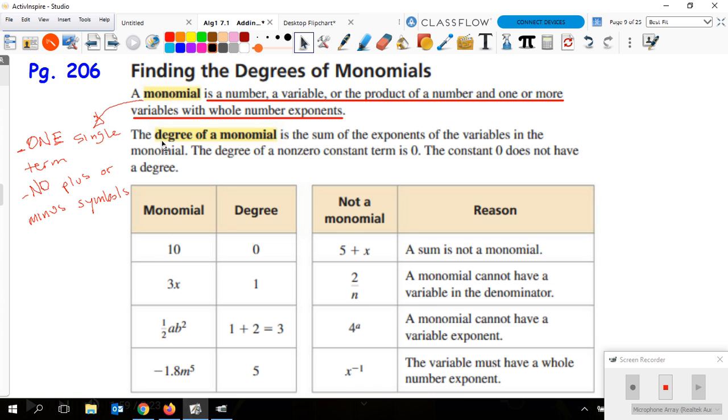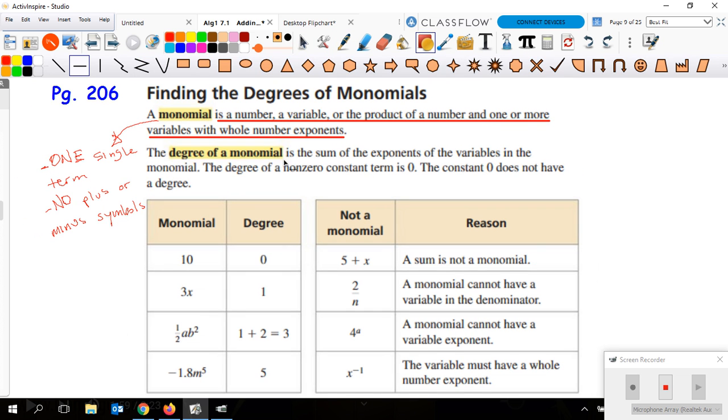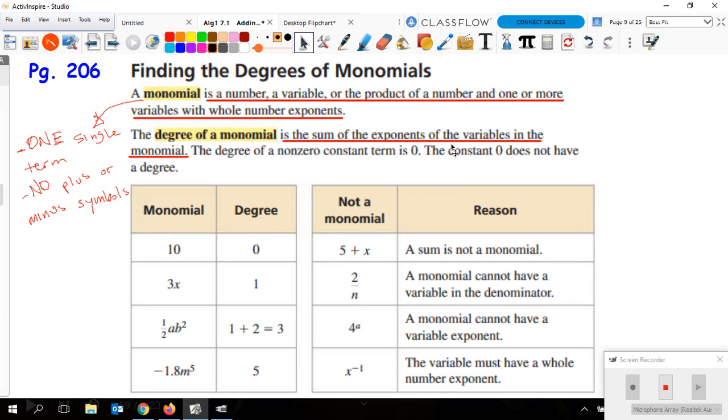When we talk about the degree of a polynomial, just the degree of the monomial, this is what you want to write down: the degree of a monomial is the sum of the exponents of the variables in the monomial. So the sum of them. Now, if it only has one term, you're really not doing a sum. It's just whatever that exponent is, that's the degree.